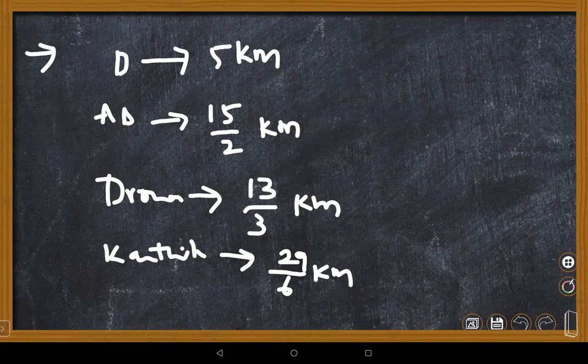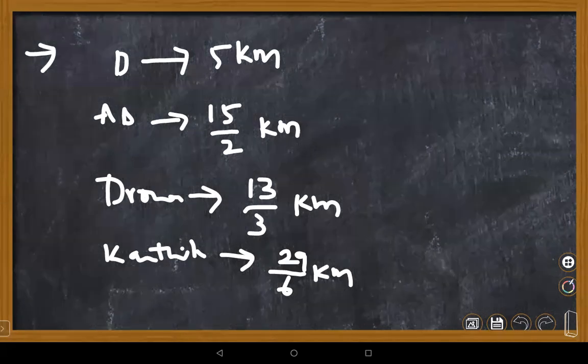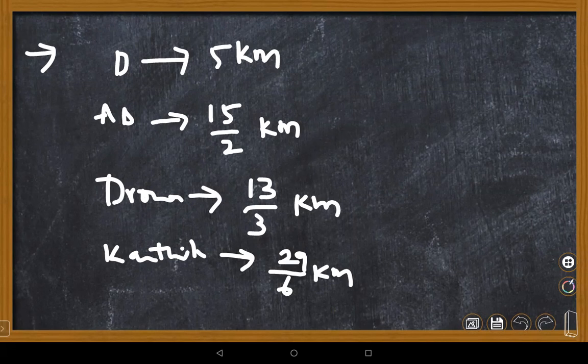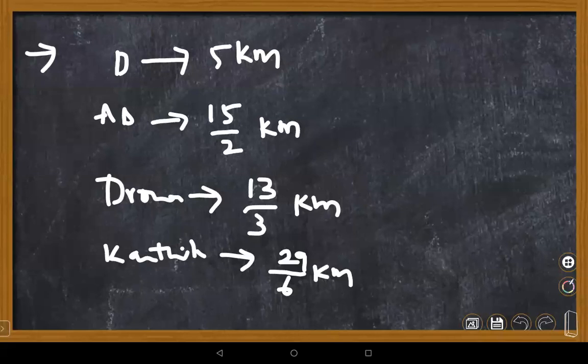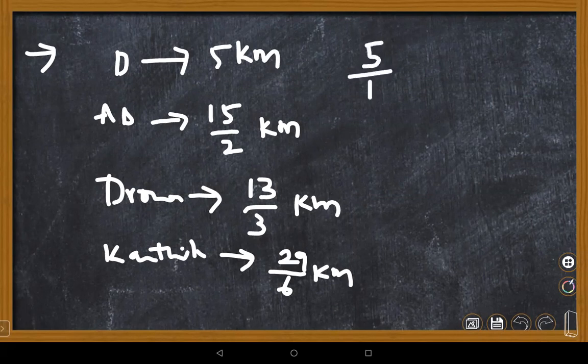Ma'am, we are going to compare, right? Yes, ma'am. So how are you supposed to compare these all? Ma'am, we make them like fractions. Very good. You make them as like fractions. So first Daksh 5 by 1, and 15 by 2, 13 by 3, and 29 by 6.